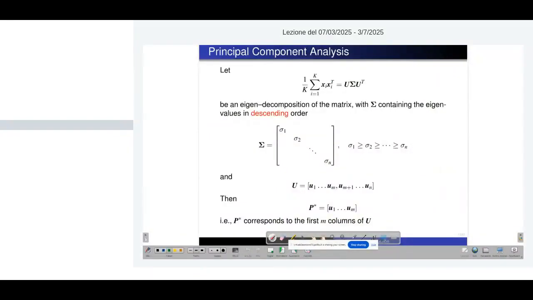So how do we compute it? Typically, we will compute the eigen decomposition. That's why we were interested in the eigen decomposition at the beginning. We eigen decompose our matrix C, then we sort our eigenvectors in descending order of the eigenvalues. Then the first M eigenvectors will correspond to the matrix P that we are looking for.